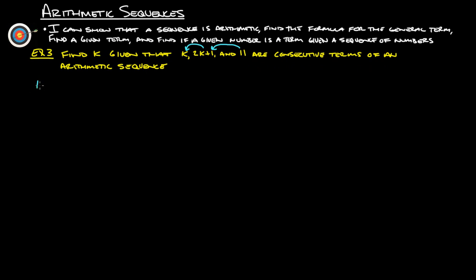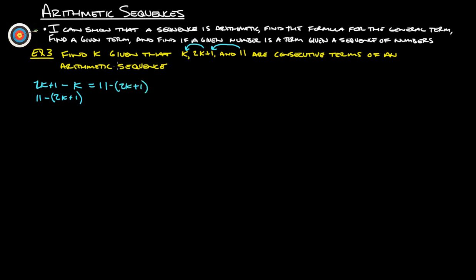So we've got 2k plus 1 minus k, and then we're also going to take 11 minus 2k plus 1. Now, these differences here should be equal. So this difference here should be the same as this difference here. So instead, we're going to set these two things equal to each other. So really this means that this is going to equal 11 minus 2k plus 1.